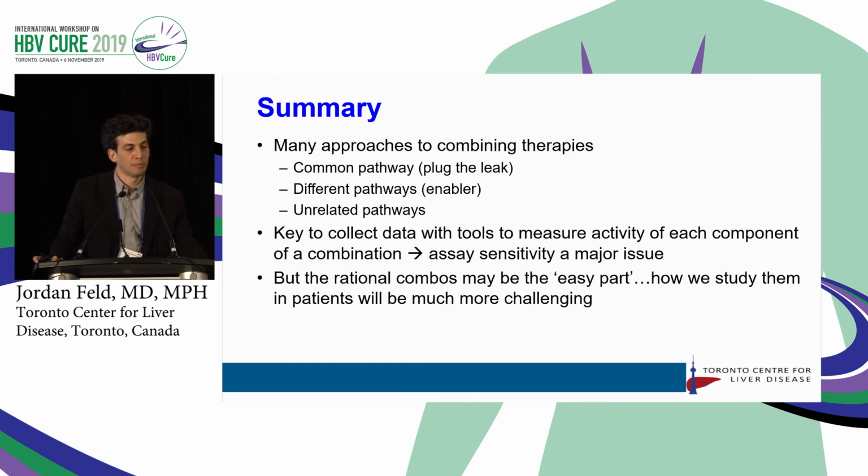So just to summarize, there are many approaches to combining therapy. I think on the viral side, this plug the leak is really the common approach. The different pathways and enabling is probably more relevant to immunological targets, and then unrelated pathways can, I think, teach us a lot to hopefully better understand why we should combine things. And when we do this, it's really key to collect data with tools to measure activity of each component of the combination. It was discussed today more than once that assay sensitivity will be a major issue, but trying to figure out what each part of a combination regimen is doing is really important.